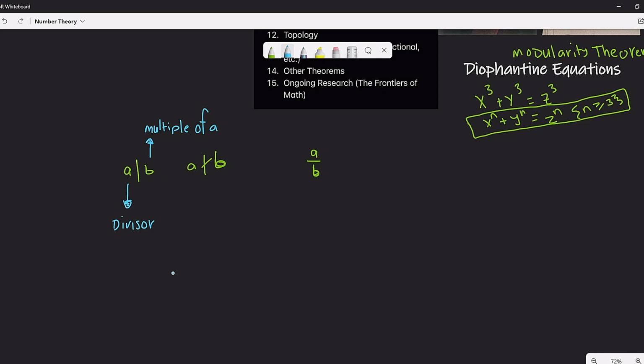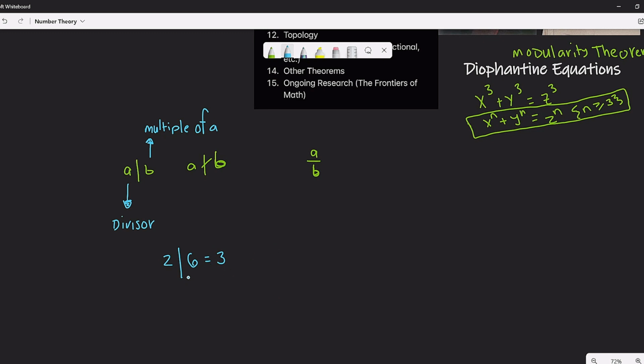And so if we use numbers, we can think about 2 dividing into 6. This is true because 2 divides into 6 3 times, and 6 is a multiple of 2. And so this equals 3 parts. 2 divides 6 3 times.